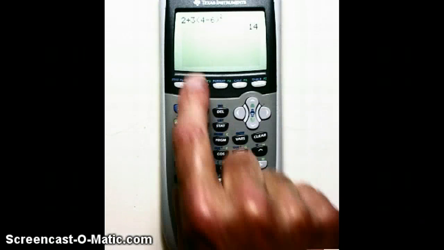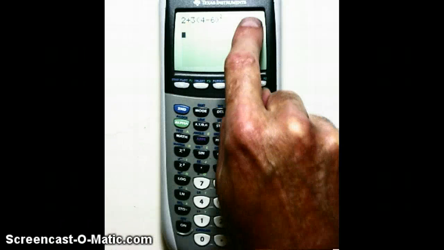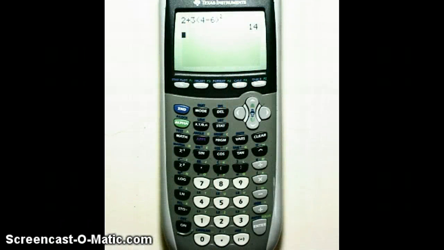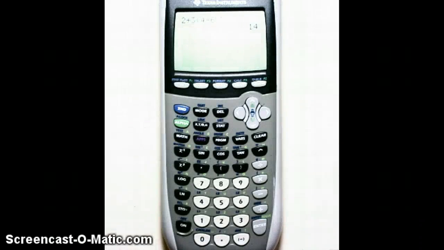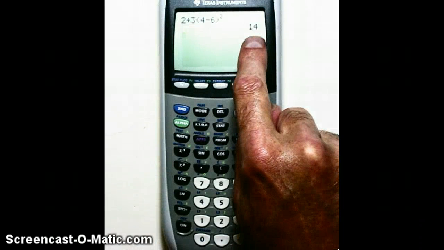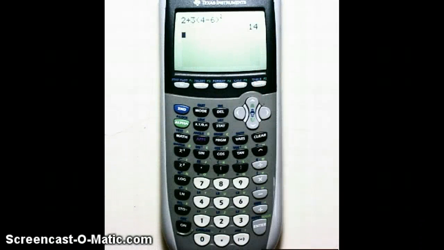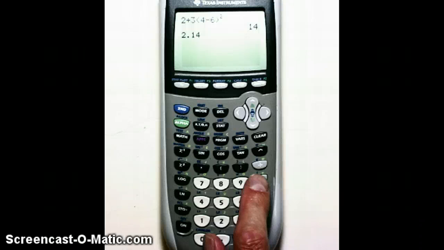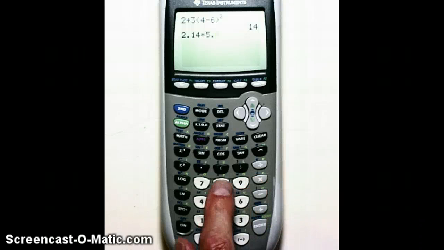So on the left side, those are my entries. On the right side, that is my computation. Okay? Now you could have your calculator round for you if you want to, but just leave that 14 right there right now. Alright, so this is your numeric pad. Here's your decimal point. Like for example, 2.14 times 5.83. Okay? I hit enter, okay?